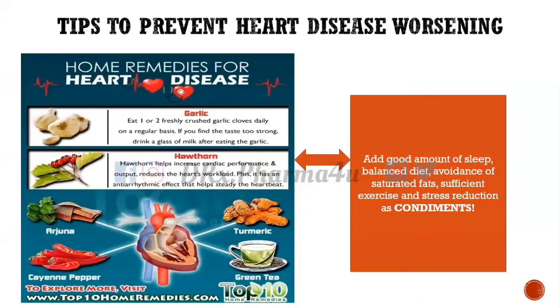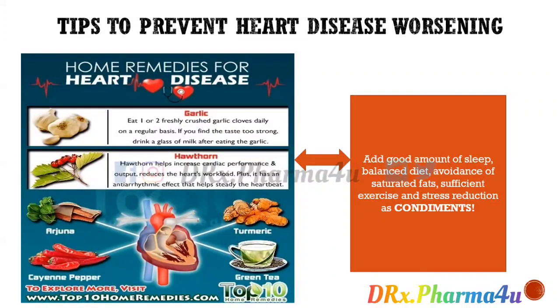These are some tips to prevent heart disease worsening in general. Garlic is good. There is a supplement called Hawthorn, but this is actually an international supplement, so you don't need to worry much. There are so many things that are available in our country. We can try that itself. But Hawthorn actually improves the cardiac performance. It reduces the cardiac workload. It relaxes the heart. And it also has an anti-arrhythmic effect, which helps in regulating the cardiac conduction system.